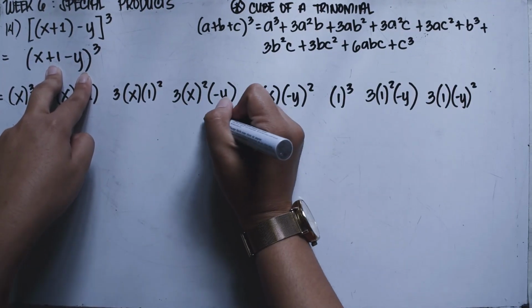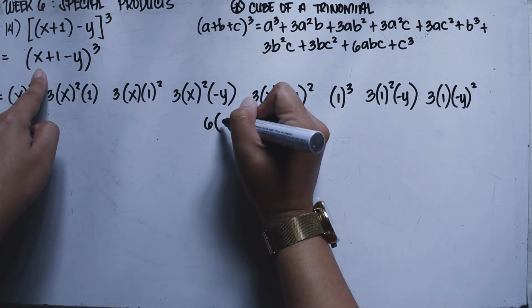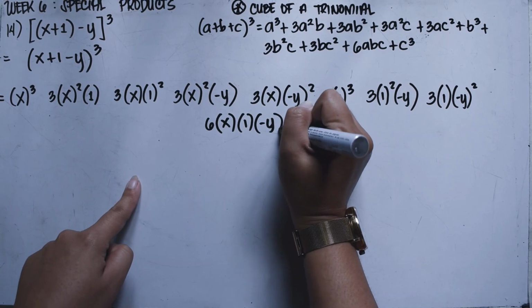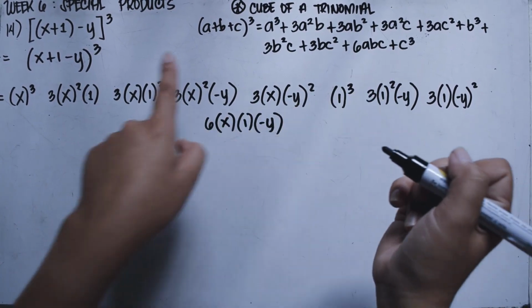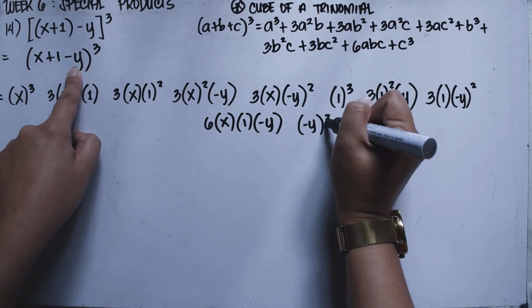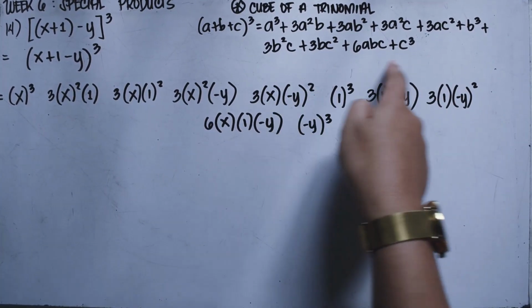Next, 6 daw times the product ng tatlo. So dito ko nalagay sa baba ha. 6 times the product ng tatlo. So we have ang A natin ay x, ang B natin ay 1, ang C natin ay negative y. Nakuha. And the last term will be cube nung last term. So ito si negative y. Negative y cube. Pag naman na-memorize ito, madali lang naman, di ba?